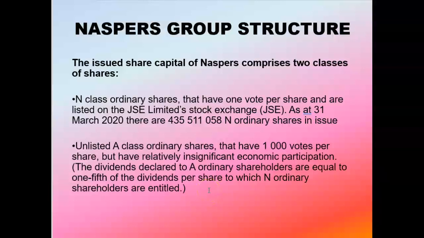Now I can see, wow, why on earth have this kind of structure? Why on earth would I do something like that? Remember, the N-class shares are traded on the JSE. The A-class shares are unlisted shares, so they are not traded on any stock exchange. Now guys, this is to protect Naspers from any takeovers.